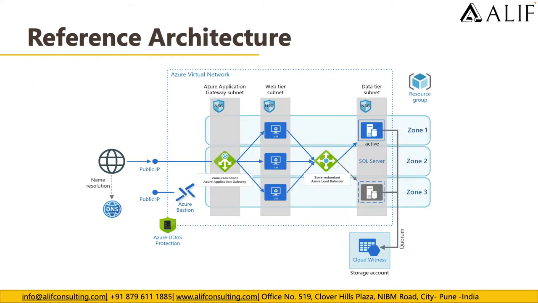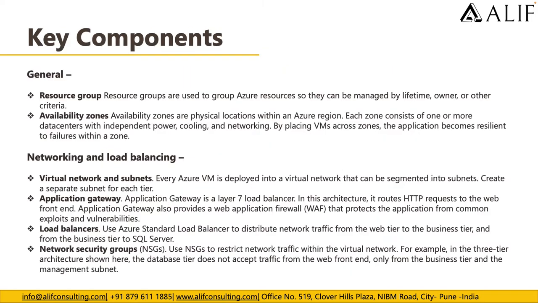Here is the reference architecture which we are going to talk about. So in my reference architecture, you are going to have an application gateway, and then you are going to have a web tier, and then you are going to have a data tier which is going to be storing all the information about the application or the user interaction which is coming into the application.